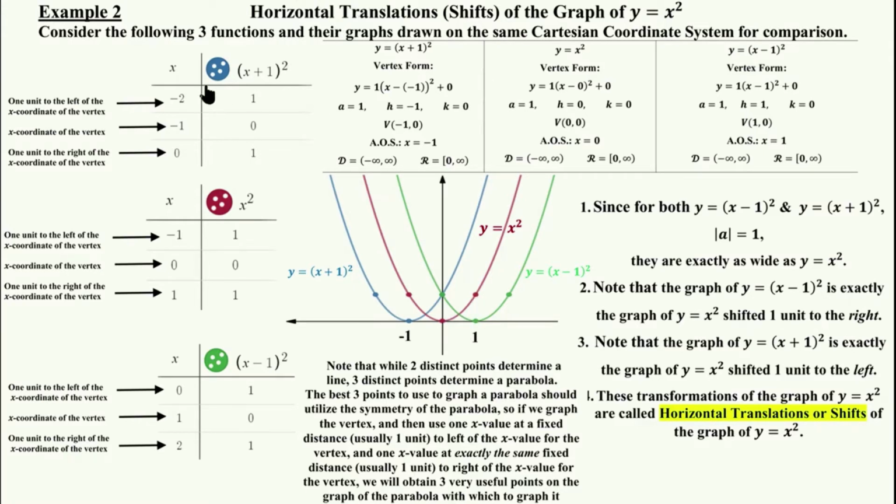Now, if you look at the tables, notice that in each case, the first thing we want to do is find out what makes this 0, which gives us the h.